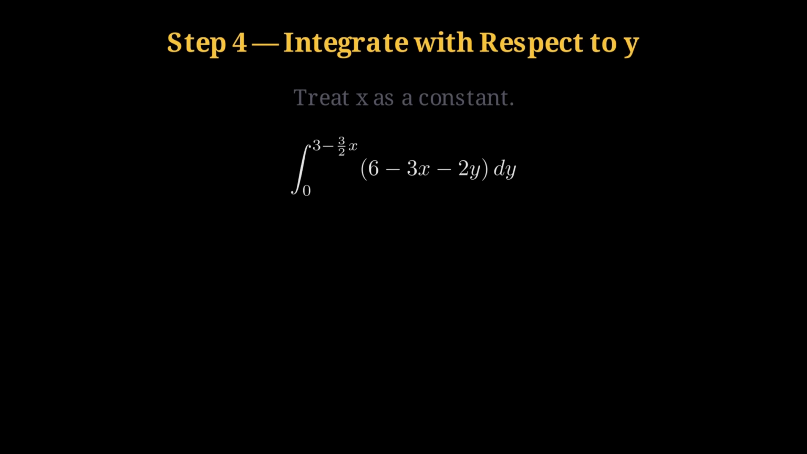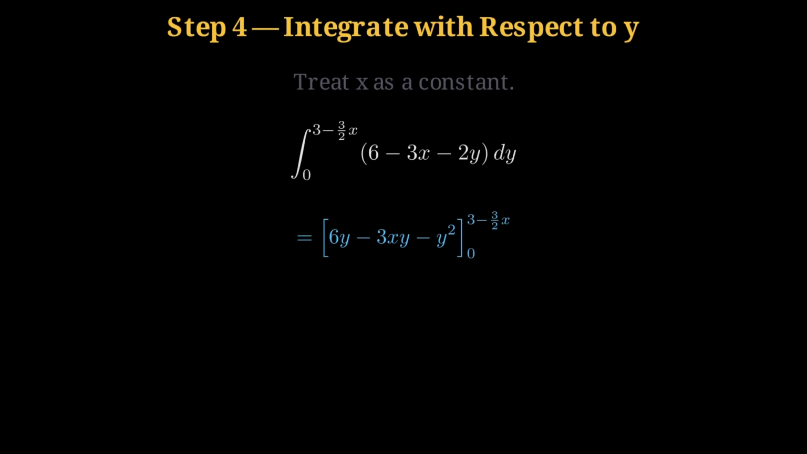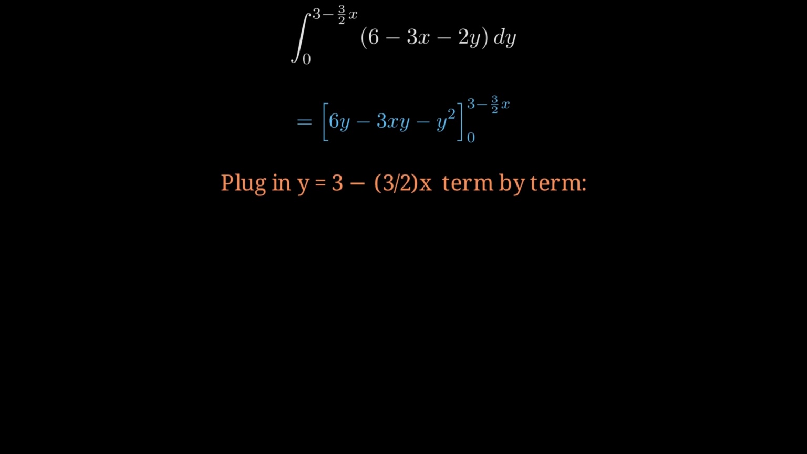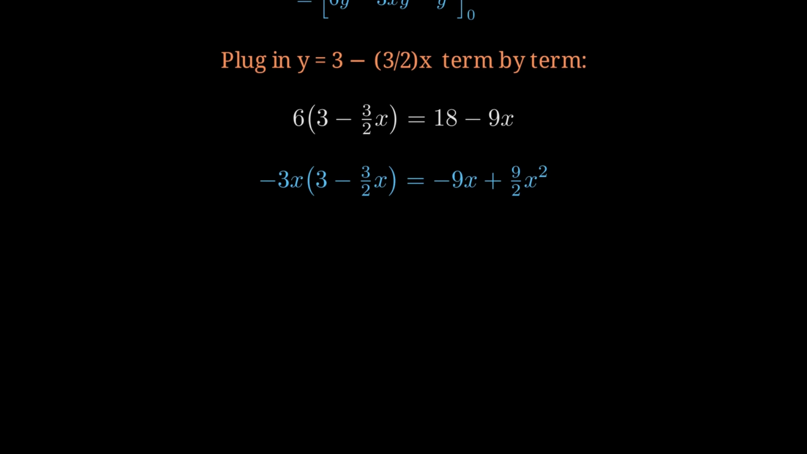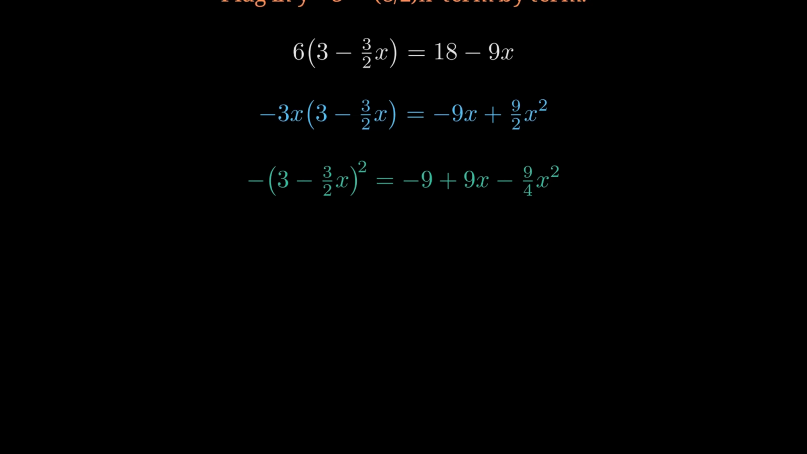Middle integral with respect to y. Treat x as a constant. Just carry it through. The antiderivative is 6y minus 3xy minus y squared. Now we evaluate at y equals 3 minus 1.5x. Let's expand carefully. The first part becomes 18 minus 9x. The second part gives negative 9x plus 4.5x squared. And the third part becomes negative 9 plus 9x minus 9/4 x squared.